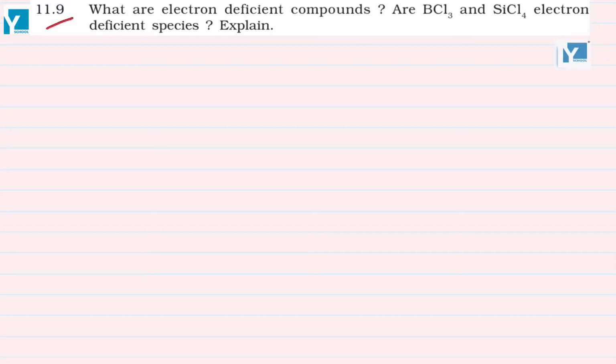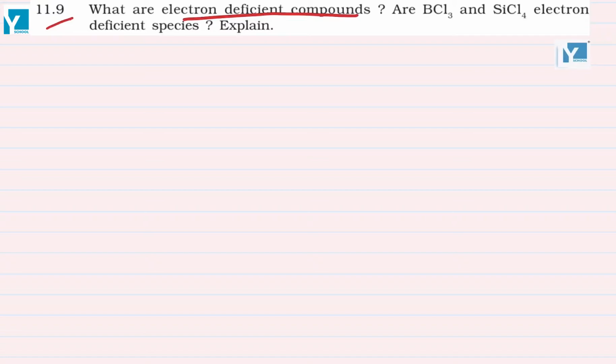So students, question number 9 is asking what are electron deficient compounds? And are BCl3 and SiCl4 electron deficient species? Explain. So students, first of all, let us talk about electron deficient compounds.